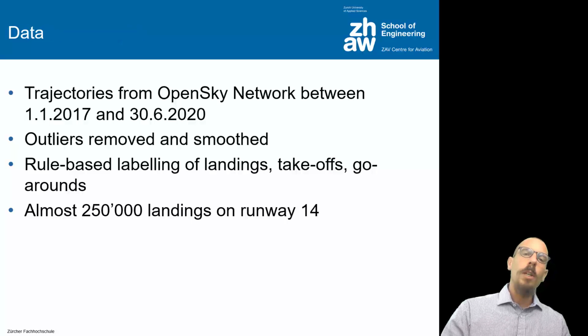And to do the prediction, we used data from the OpenSky Network, basically from the whole years 2017, 18, 19, and the first half of 2020. First, we removed some outliers and smoothed some of the data, and then we added labels. These labels contain landings, takeoffs, and go-arounds, and they were done with a simple rule-based approach. All in all, we ended up with about 250,000 landings on runway 14.